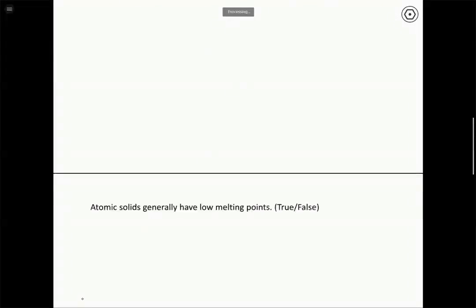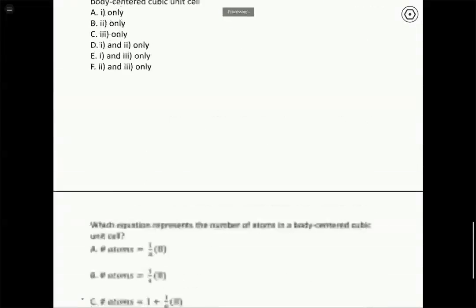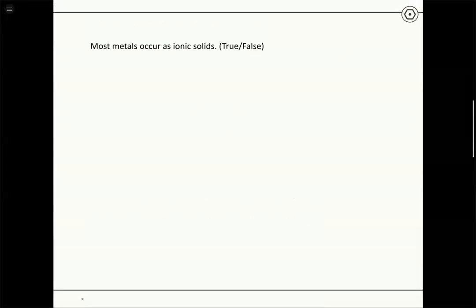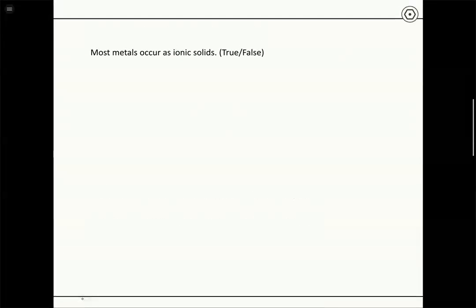The next two I'll go over are a couple of true-false questions where our success rate was less than 50%. In other words, we did worse on this problem than if we would have just completely guessed. The first one deals with a very simple statement: most metals occur as ionic solids. I remember that there are two types of solids that have metals in them.